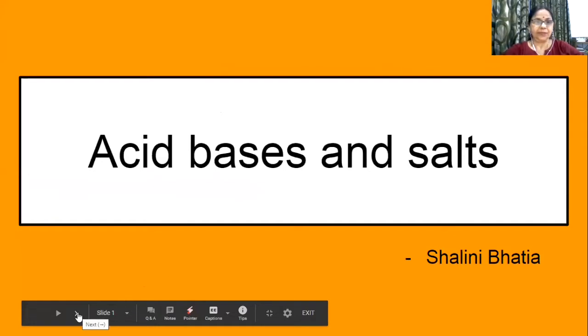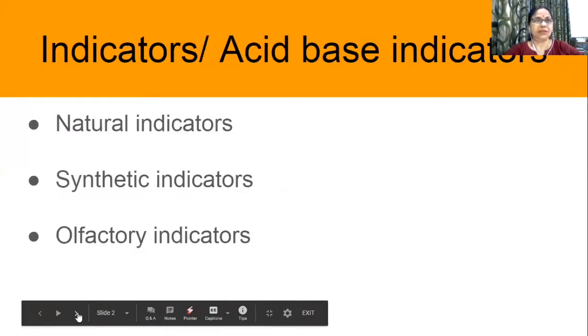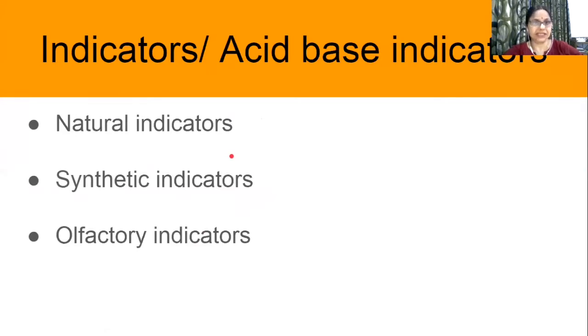So let's see what are indicators. Actually, indicators are those substances which change their color in acidic and basic medium. So here are the first kind of indicators, that is the natural indicators. Natural indicators, as the name indicates, we get from nature. A very important and a very easy example is turmeric. Turmeric changes its color. When you put soap in it, it becomes reddish.